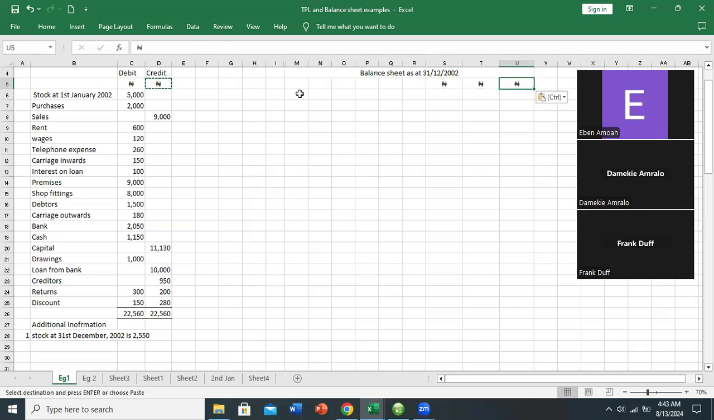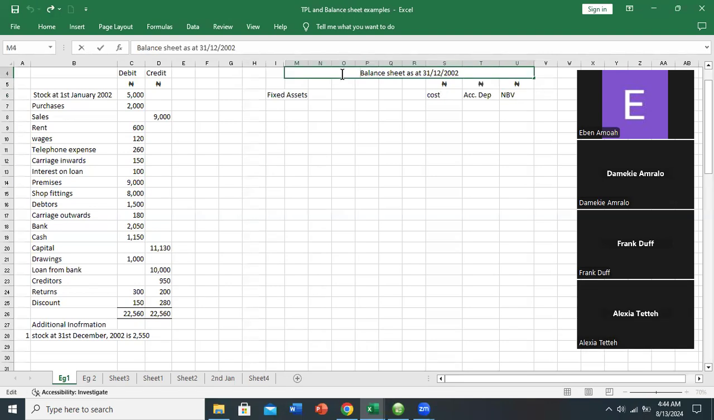And then per the format, you begin with the fixed assets. So dear professors, you go through the question and pick out your fixed asset. You have to show the cost, the accumulated depreciation, and then the net book value, or NBV. So let's go through the question and see if we can pick up these information.